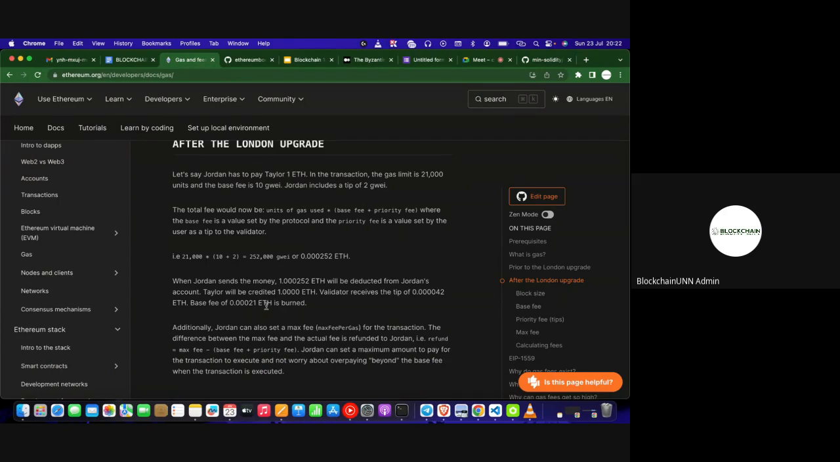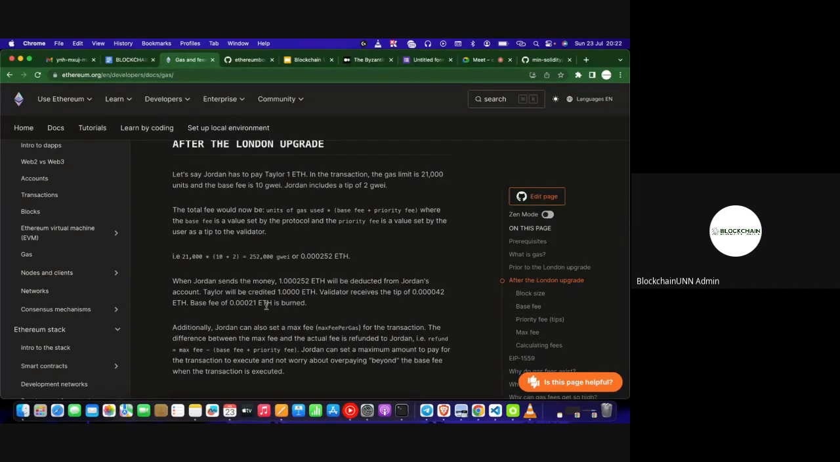Now the base fee is a fee that's paid to the Ethereum blockchain. So the base fee paid to Ethereum is burned out of existence. Then we have the priority fee. Think of it as a tip you pay to the miner to prioritize your transactions.